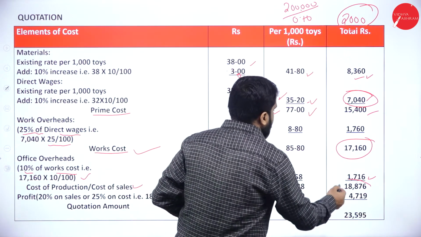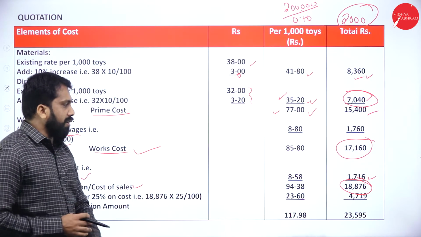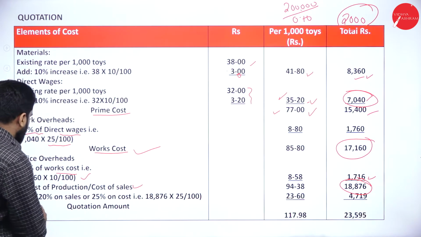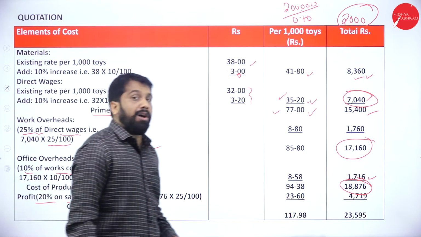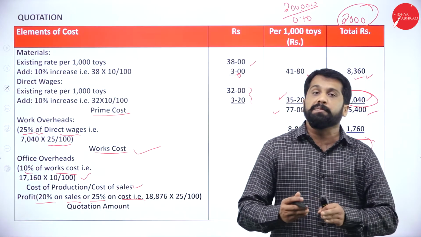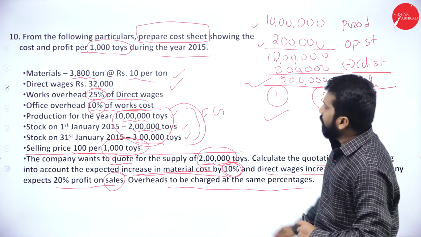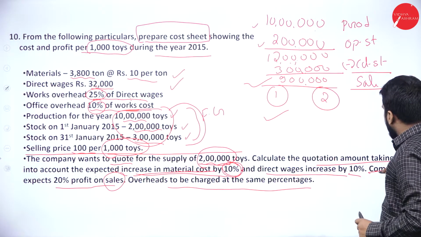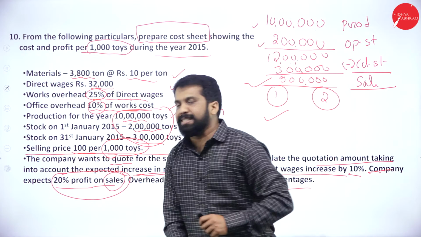Now, once you're done with that, cost of production or cost of sales will be, if you total everything, 18,876. What is your selling price in this? Same procedure, 20% of sales or 25% of cost. How come you got 20% will become 25? Why? Because in this they have given that the company expects 20% profit on sales.